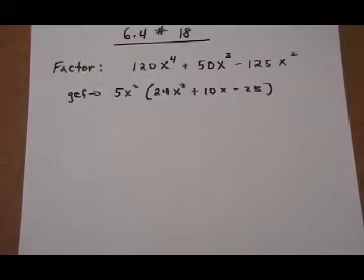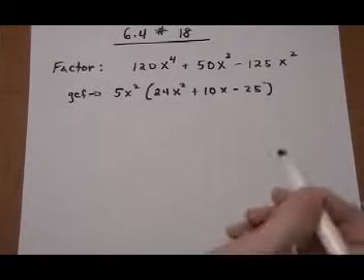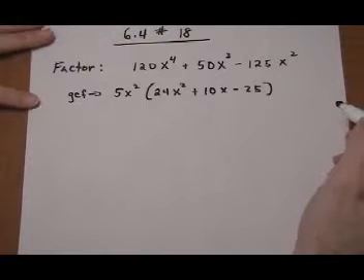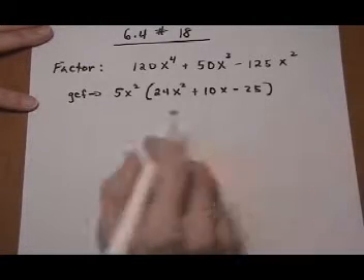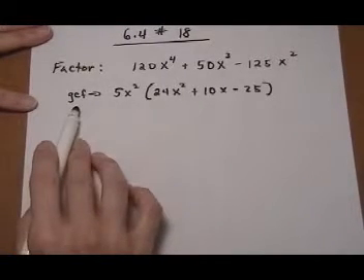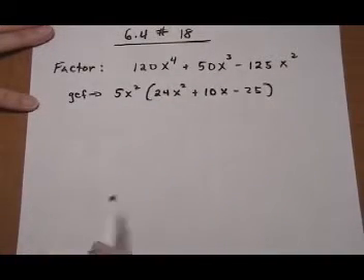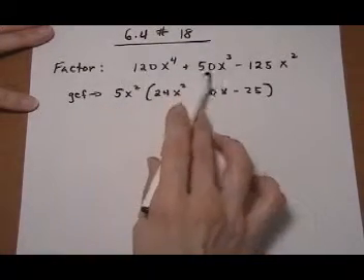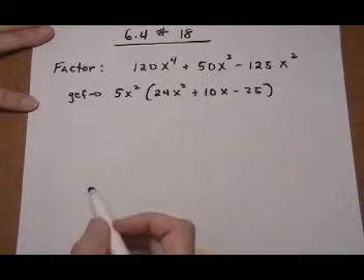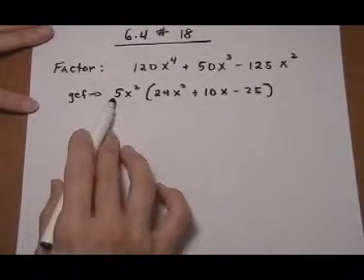6.4, number 18. Here we have a pretty large trinomial, or large coefficients anyways, and we want to factor it. So the first thing you want to do is look for the greatest common factor to try to make this a little bit nicer to use the trinomial factoring. So each of these, the 120, the 50, and the minus 125, have a factor of 5. So let's pull that out.